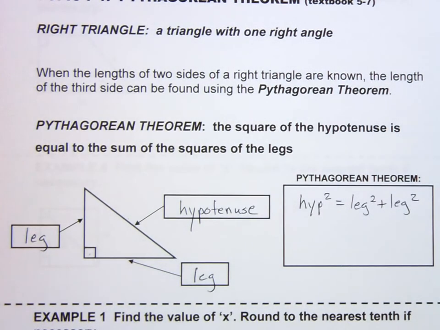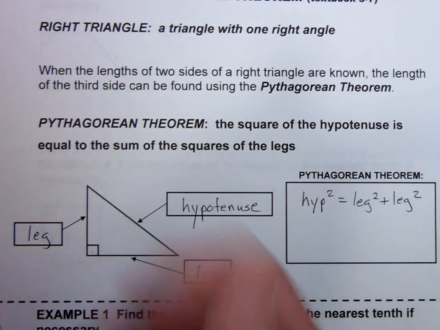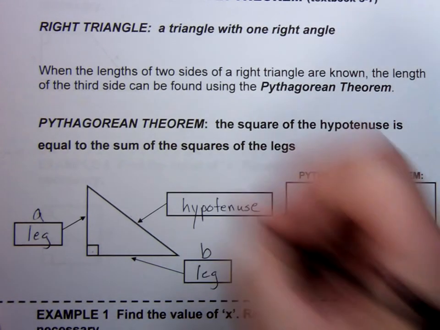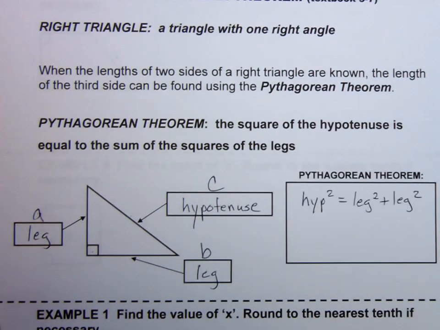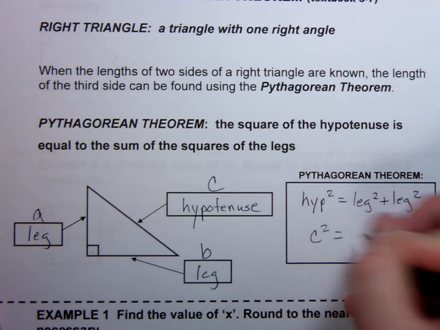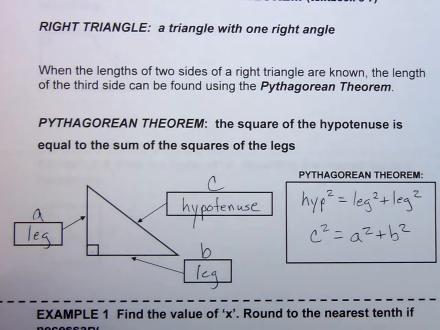Now, we don't typically write it this way. We usually write it using variables. And when we do that, we typically use A, B, and C. A represents a leg, B represents a leg, and C represents the hypotenuse. So if I rewrite this with the variables, it would look like this. So this is the Pythagorean theorem.